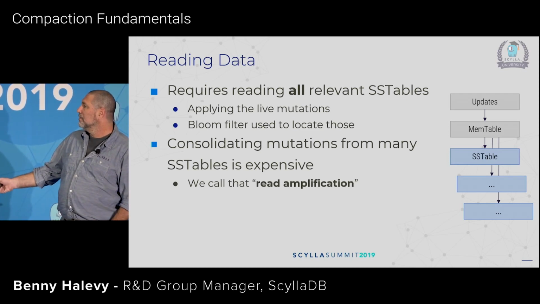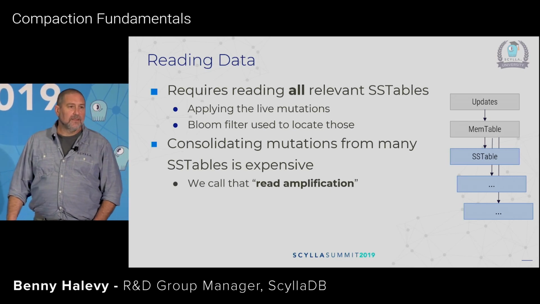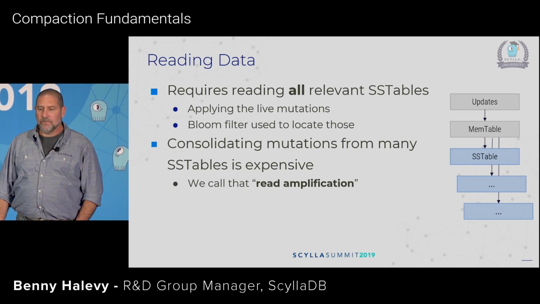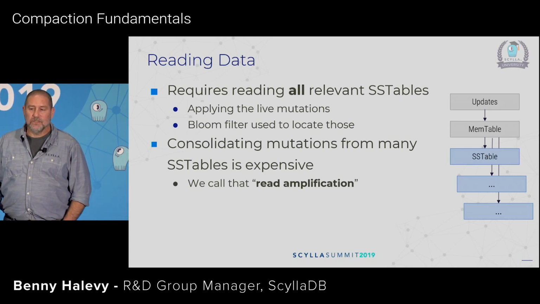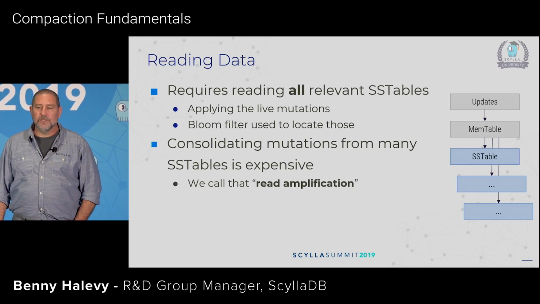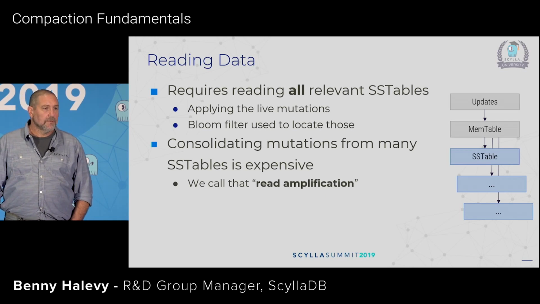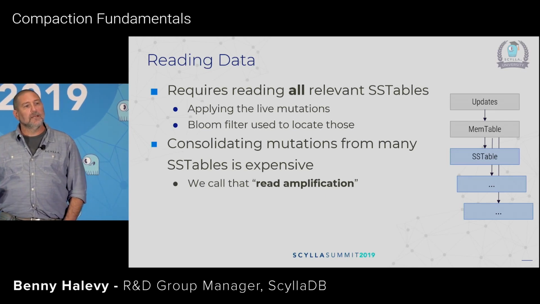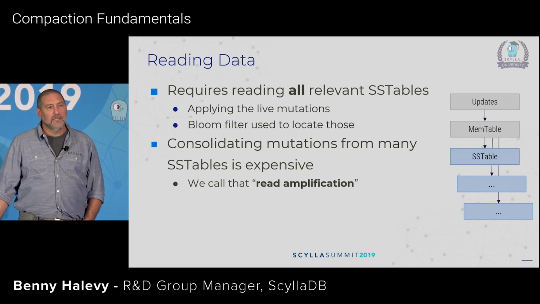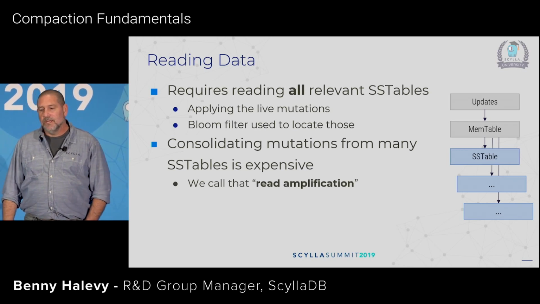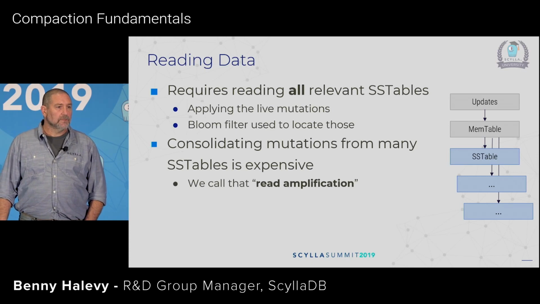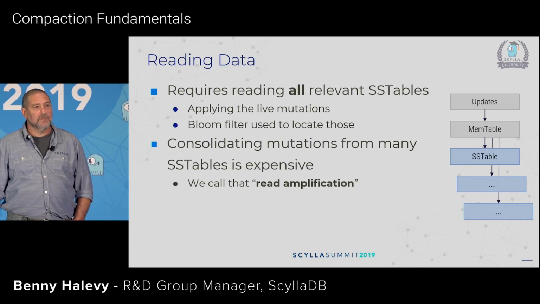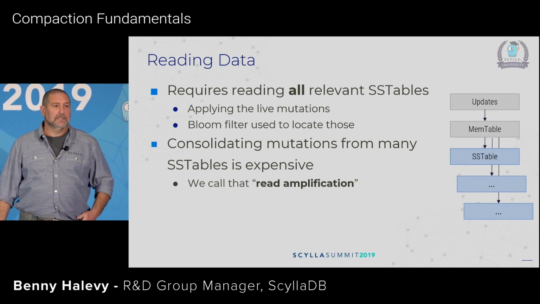Now we use the Bloom filter to locate the relevant SSTables. Now doing this consolidation process, consolidating these mutations, is pretty expensive because we need to access the disk several times, and do the consolidation in memory. And this is called read amplification because we will need to read multiple SSTables in order to form a single row.